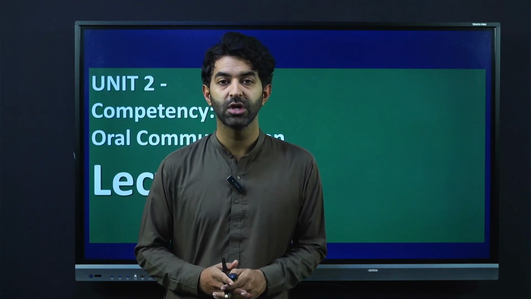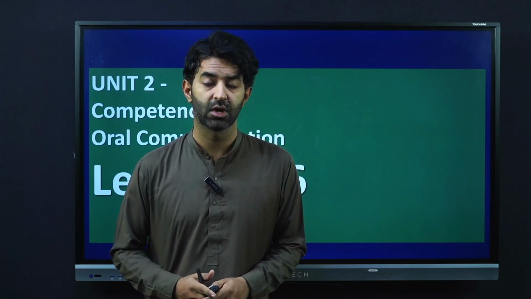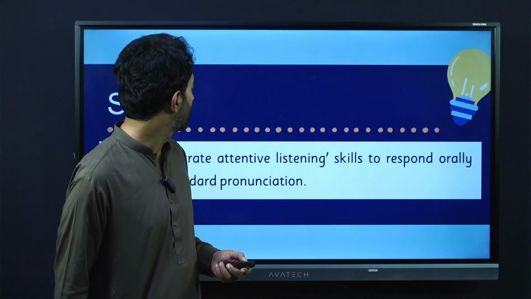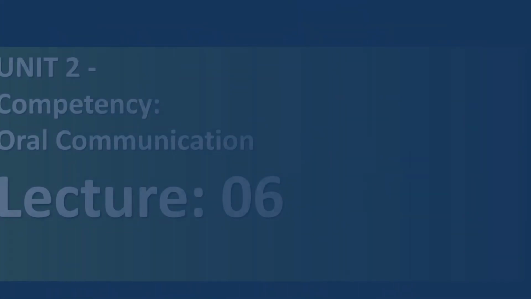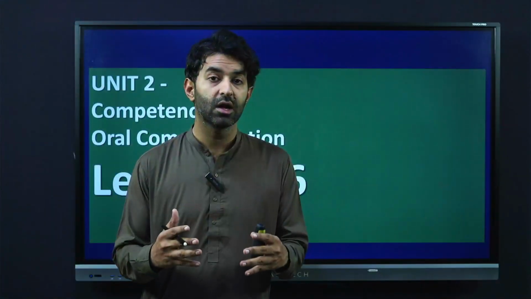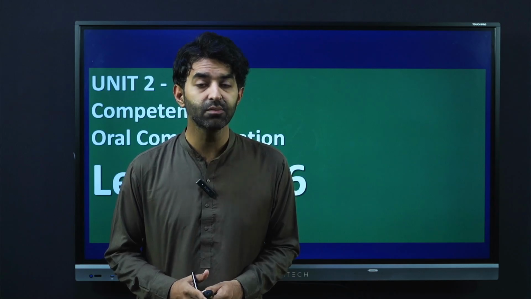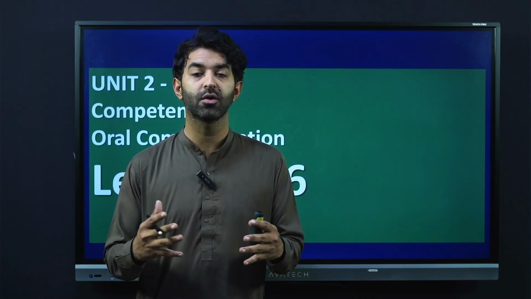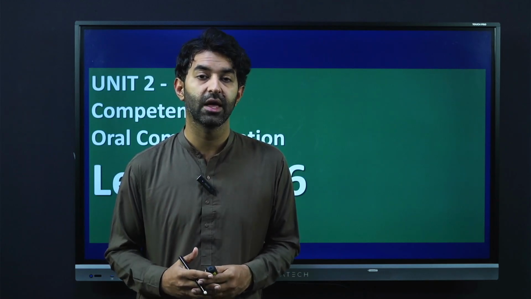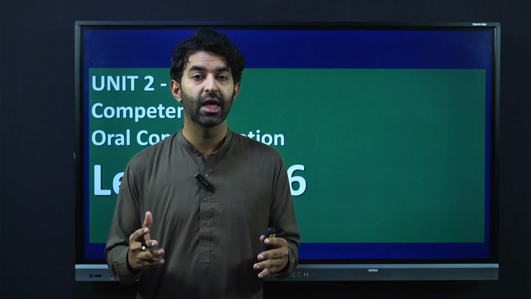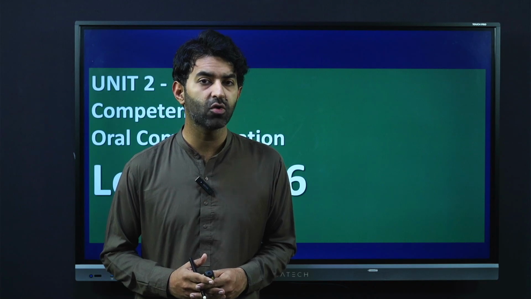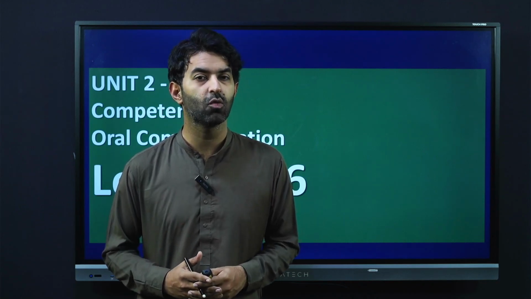Students, today, as you know, we are dealing with our unit 2 and we are on lecture 6, and we have the competency of oral communication. It means that we will be covering a student's learning outcome that talks about oral communication, that how you can communicate and conversate in the English language freely and efficiently. Now, let's read our students' learning outcome, break it down, and let's see what we are supposed to do.